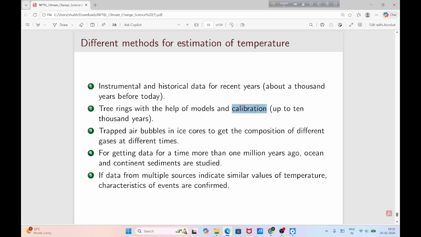Not very good, but okay, fine. I mean, at least useful for our case. Another is the trapped air bubbles to get the composition of different gases at different times. We can also determine the composition of different isotopes. भिन्न भिन्न आइसोटोप का कितना परिमाण है वो हम तय कर सकते हैं ट्रैप्ड एयर बबल से, और एक बार वो तय हो गया उसके द्वारा हम तापमान कैसा था, उसका परिस्थिति कैसा था, वातावरण कैसा था, वो पता कर सकते हैं। For getting data for time more than 1 million years ago, ocean and continent sediments are studied.